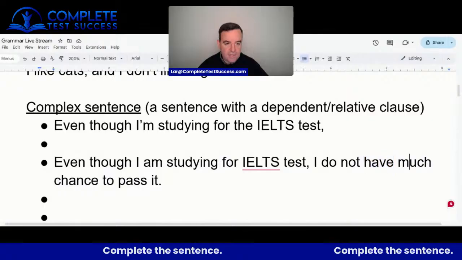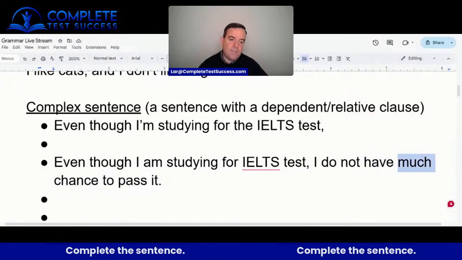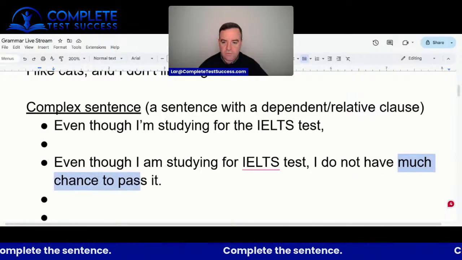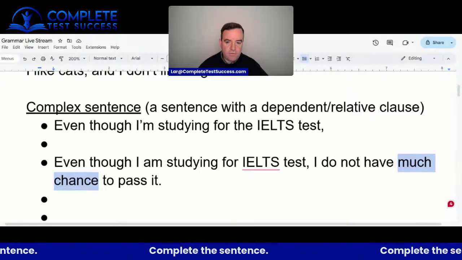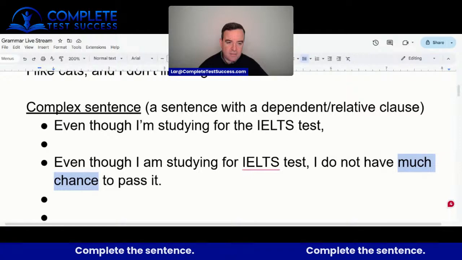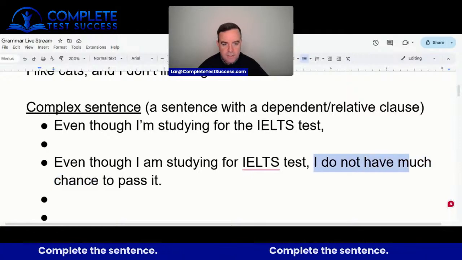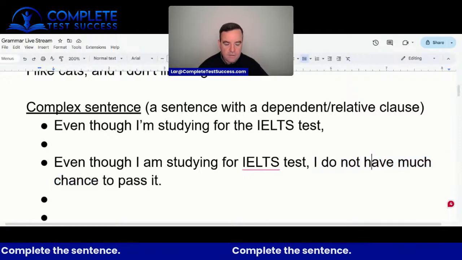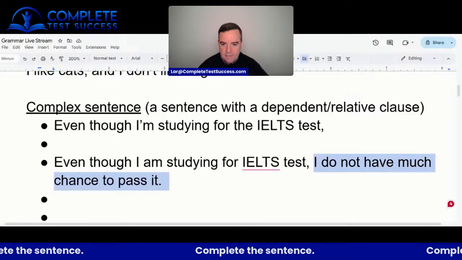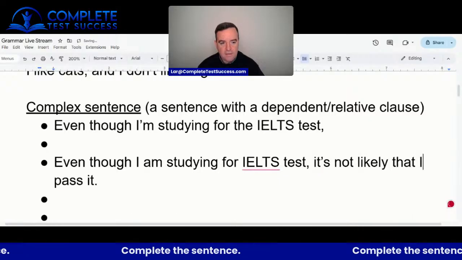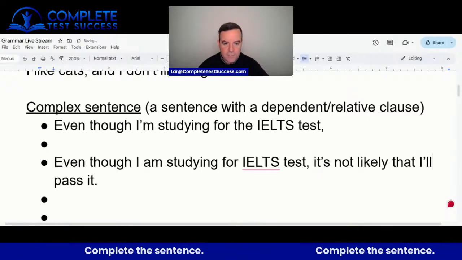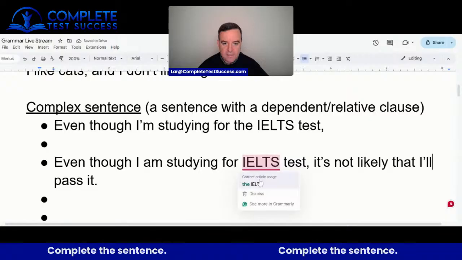I do not have much chance. So the problem is much chance. Those two words don't go together. I don't have a big chance of passing. I'm going to change it. Let's say this: it's not likely that I'll pass it. I think that would be a more natural way to say it.